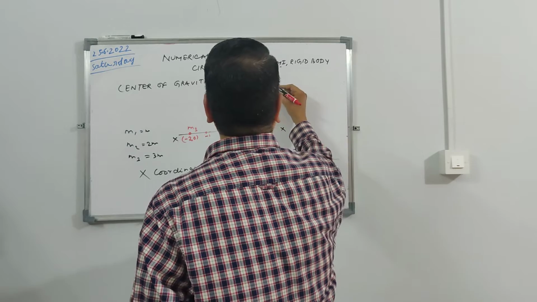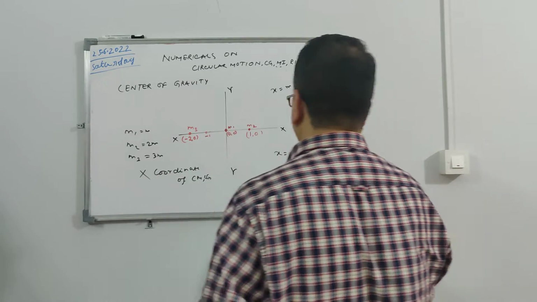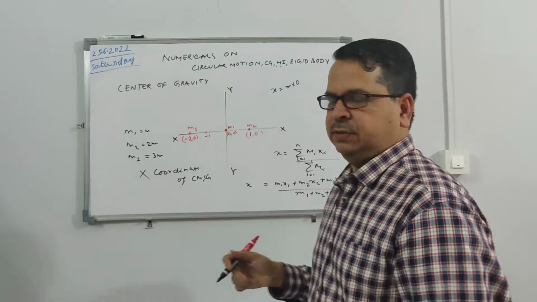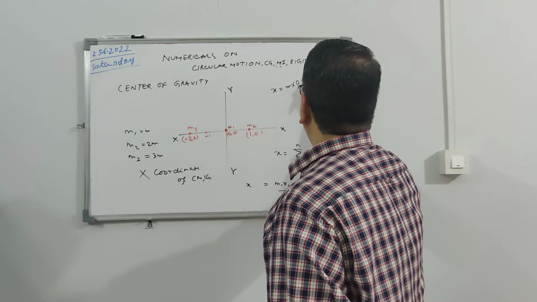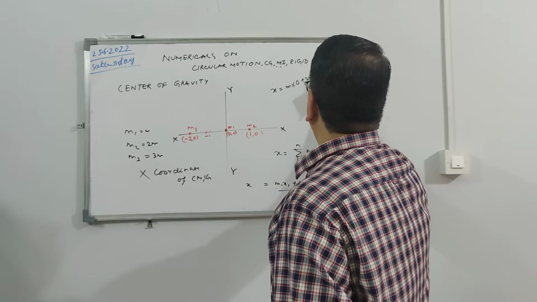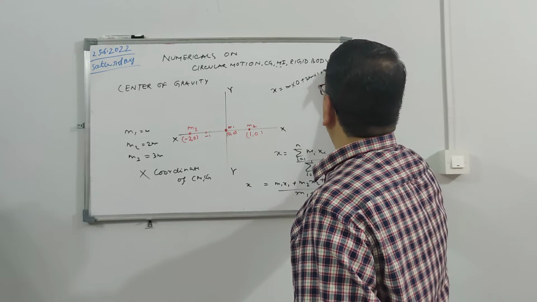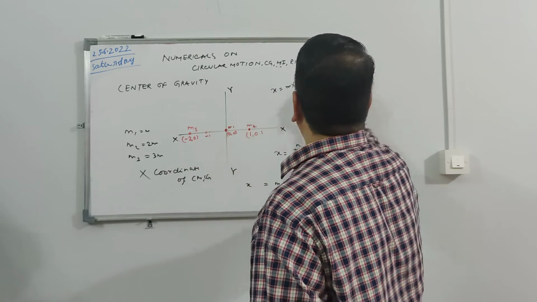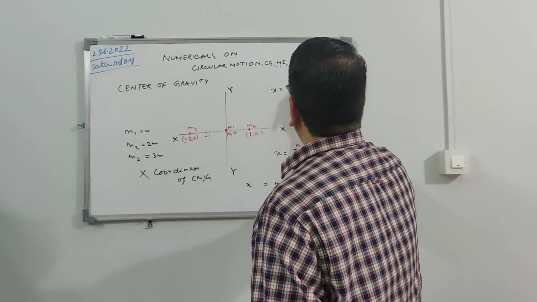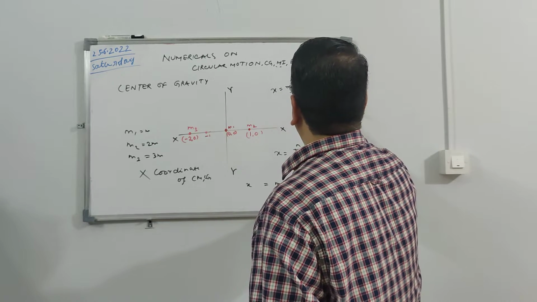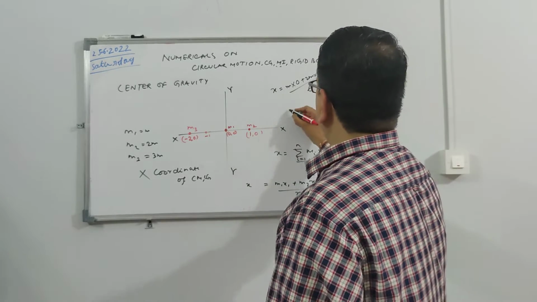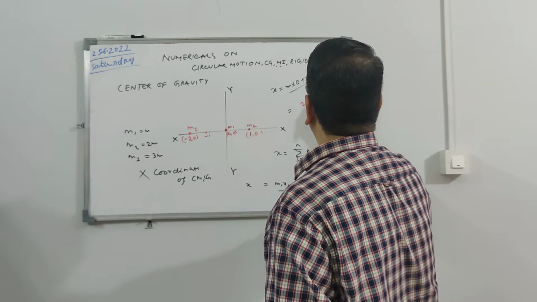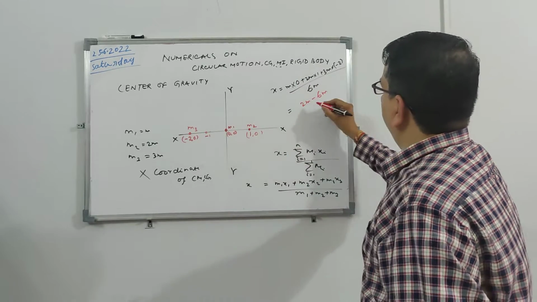So now we will put m1 as m, and x1 we know is equal to 0, because that is the first particle. Then m2 is 2m and the x coordinate is 1. Then m3 is 3m into the coordinate minus 2. All these divided by 6m. So the first term will become 0, the second 2m, the third minus 6m, over 6m.